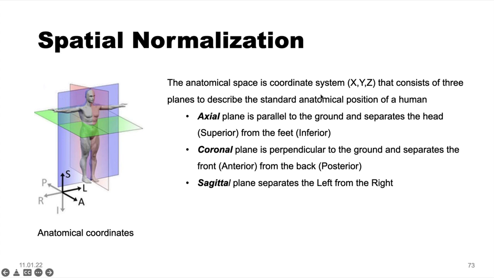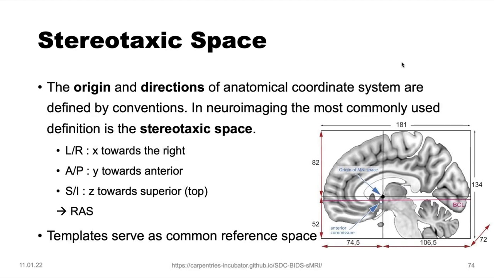So the anatomical space is a coordinate system that consists of those 3 planes, which describe the standard anatomical position of a human. The axial plane or horizontal plane is parallel to the ground and separates the head superior from the inferior. Then there's a coronal plane, which is perpendicular to the ground and separates the front from the back. And then there's the sagittal plane that separates the left from the right.